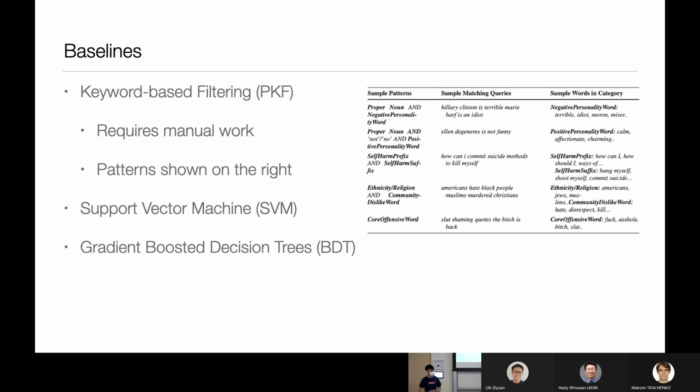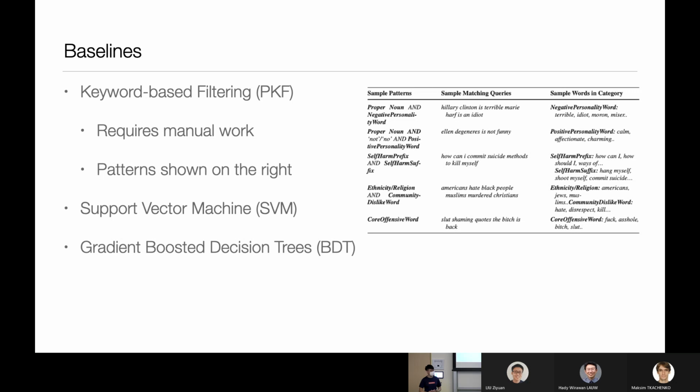The baselines are firstly PKF, which is keyword-based filtering. You have to manually create all these rules, and that takes a lot of work. And that's what is still being done now. In order to create those rules, you have to say, for example, you need a proper noun followed by a certain negative word for it to be matched. So this is actually very difficult and very manual work.